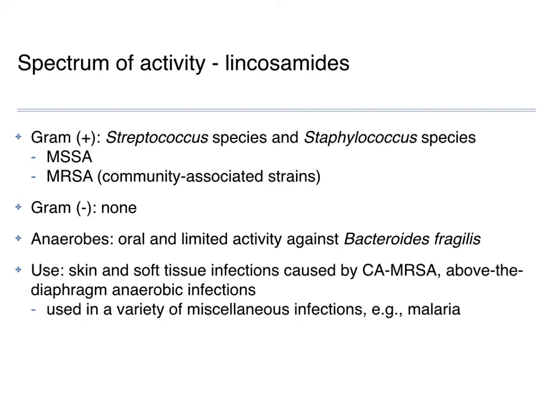So when do we use this drug? The primary reason right now would be for skin and soft tissue infections caused by CA-MRSA, which is community-associated MRSA. It's also used sometimes in anaerobic infections. It used to be used in those below-the-diaphragm infections, but because of resistance in Bacteroides, not so much anymore. There are also some other niche infections that this is used for that we won't really be talking about, malaria being one example. Clindamycin has some utility in malaria and some other kind of exotic infections as well.